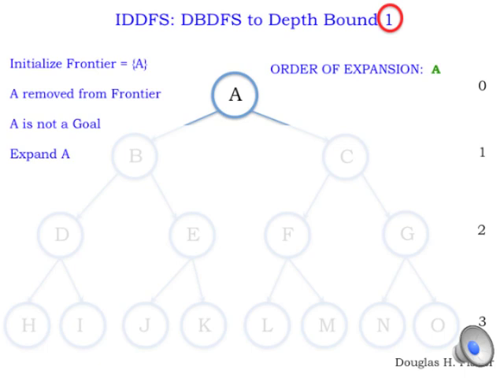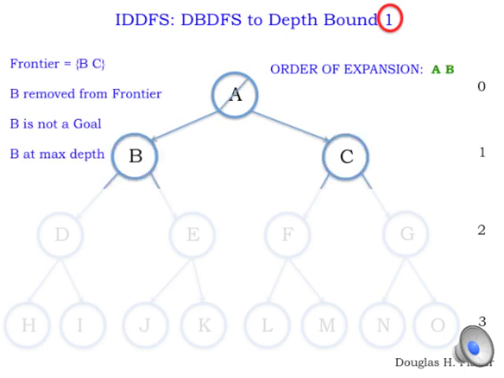The frontier is initialized to A. A is removed from the frontier. A is not a goal. A is not at the maximum depth bound, and so we expand A. When we expand A, B and C are children. The frontier includes these two children, B and C. B is removed from the frontier. B is not a goal. But in this case, B is at the maximum depth bound, and so we don't expand. In this case, thus far, we have looked at both A and B. We remove them from the frontier, in other words. In this case, we now look at C, which is still on the frontier.